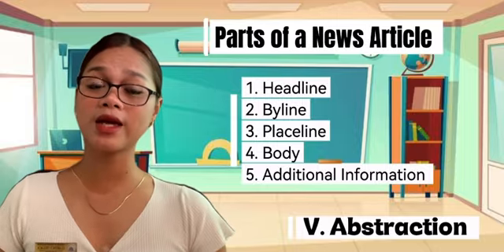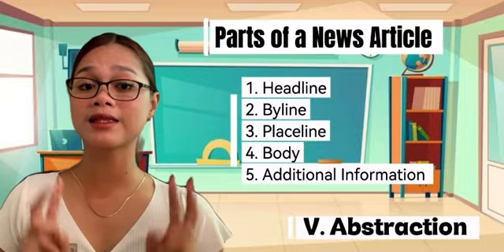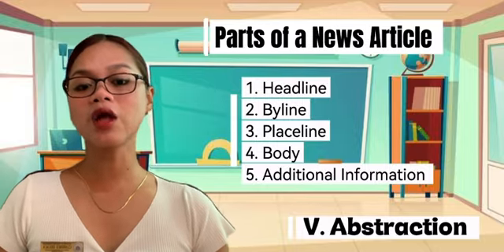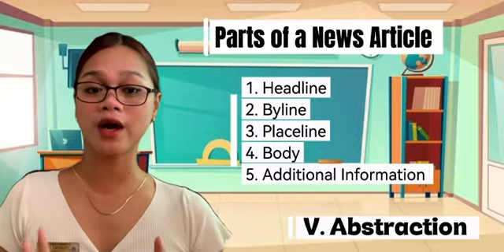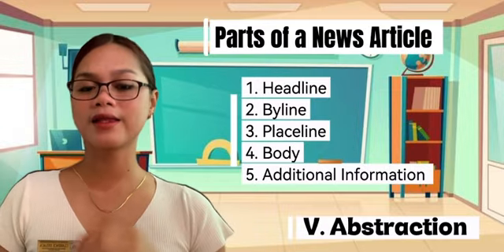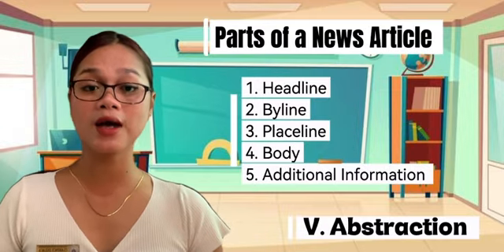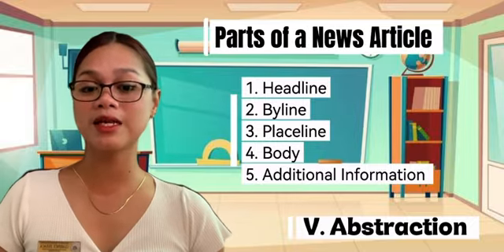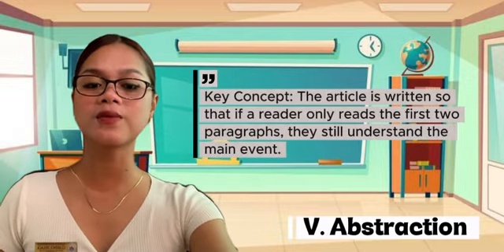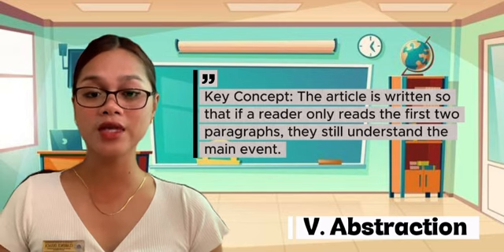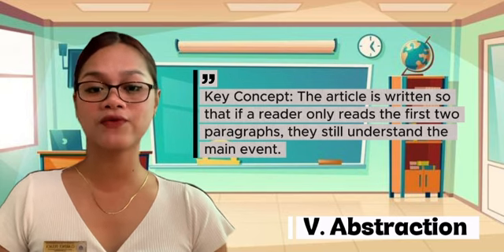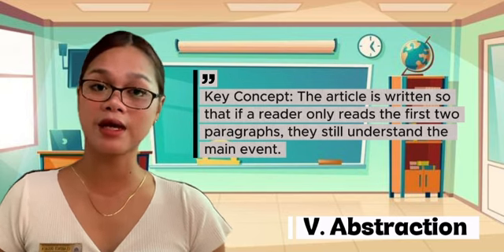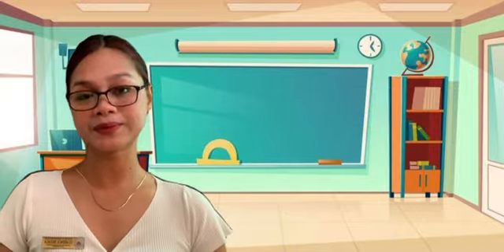Last part, we have the additional information, or what we call the tail. This is the tail of the article. It contains the least important facts that can be trimmed if space is limited. So the key concept here is the article is written so that if a reader only reads the first two paragraphs, they still understand the main event.